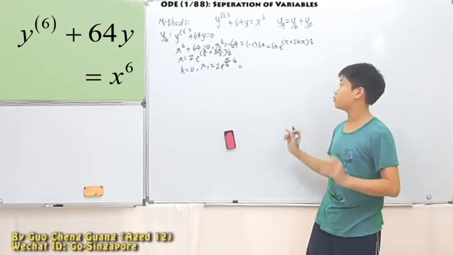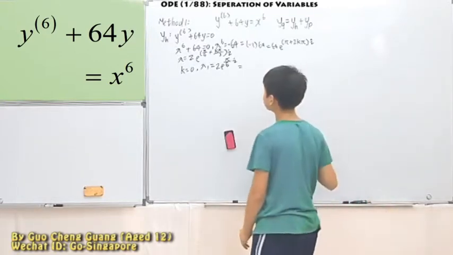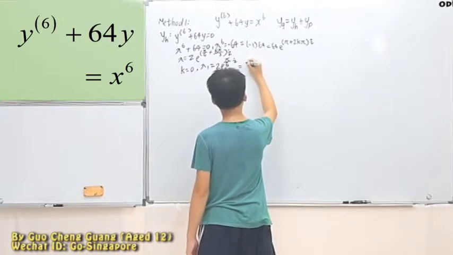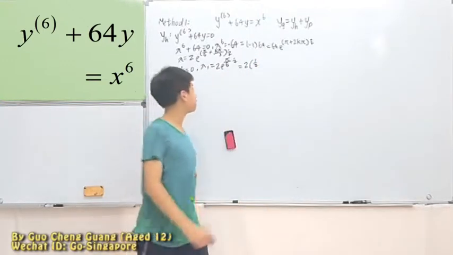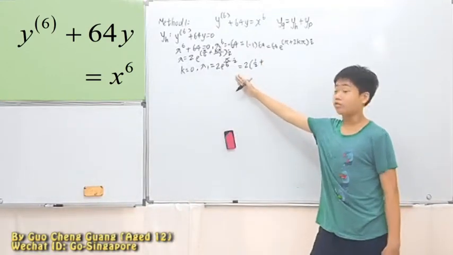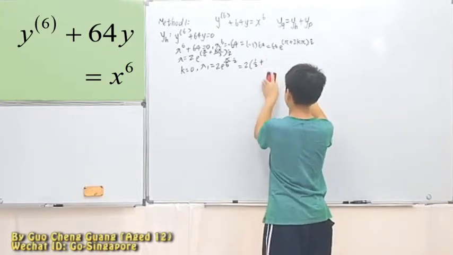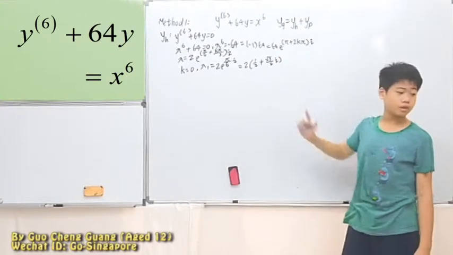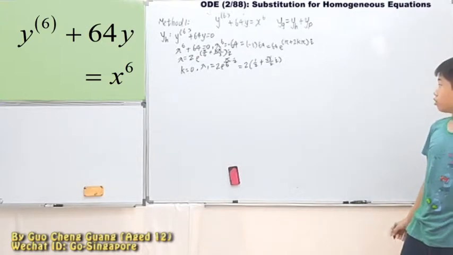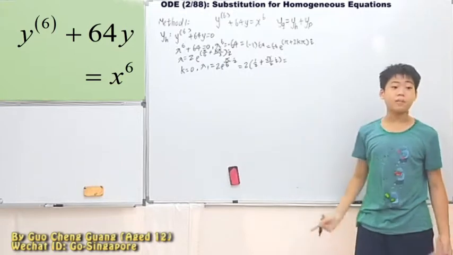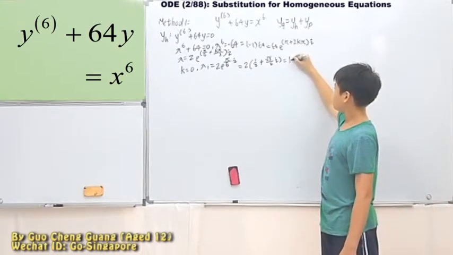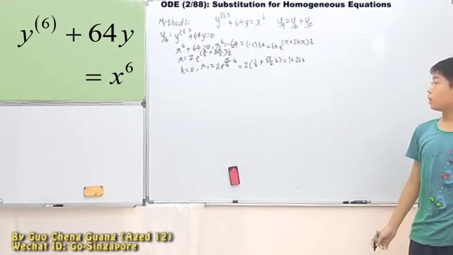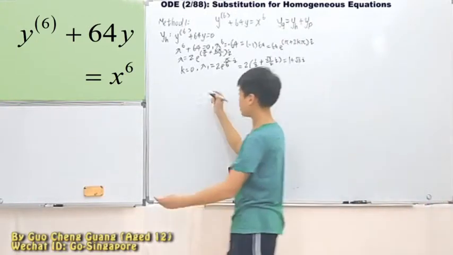For these parts, you have to be really careful. For this part, cosine pi over 6 will be root 3 over 2. Therefore sine pi over 6, you usually write i at the back, will be a half, so this will be half i. Since all these are multiplied by 2, we get root 3 plus i. So this is the first one, k equals 0.